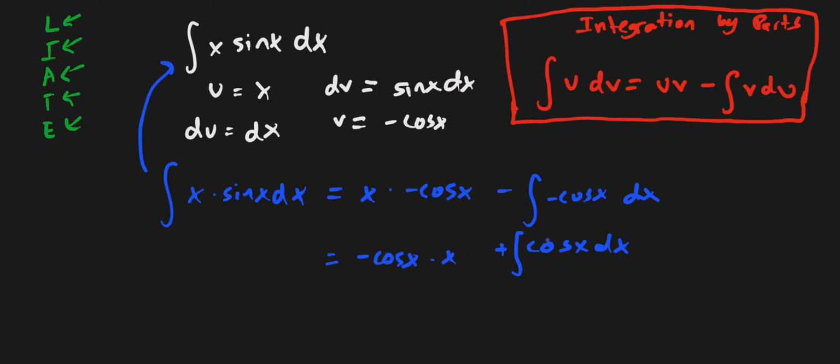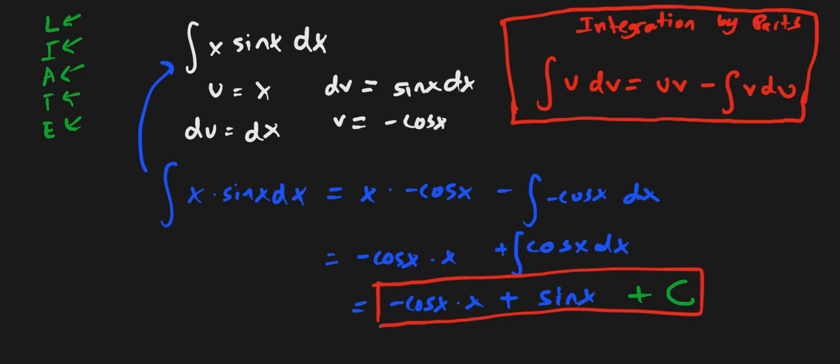Okay, so what is the antiderivative of cosine x? The antiderivative of cosine x is just going to be sine x. So this is just equal to plus sine x. And then we have this negative cosine x times x. And then remember to add that constant of integration. And this is your final answer. This is the antiderivative of x sine x.